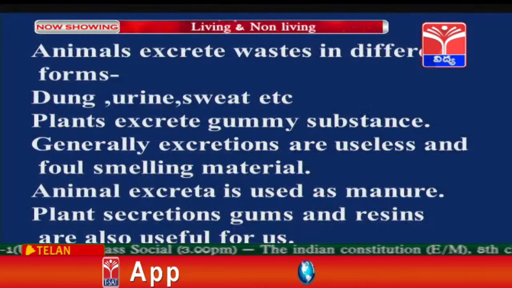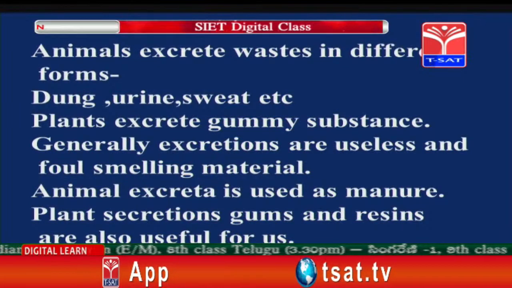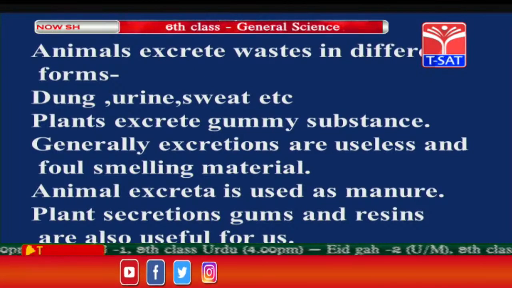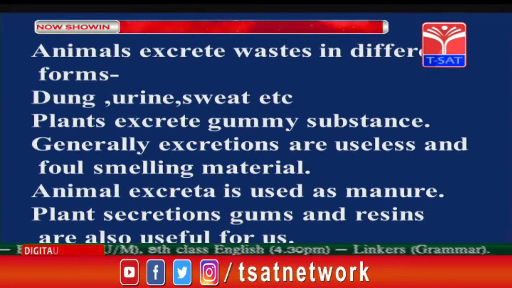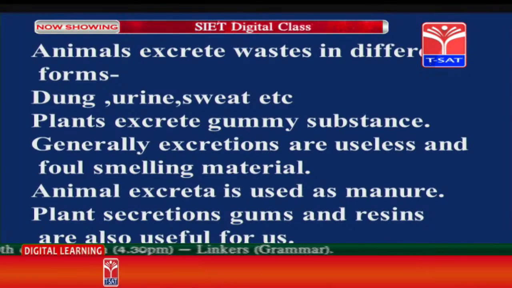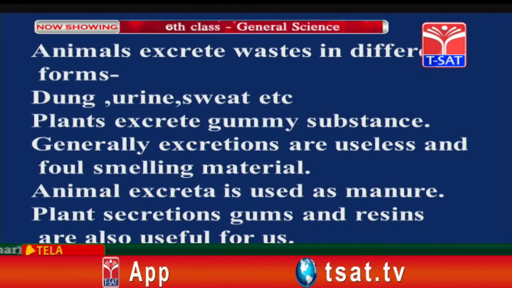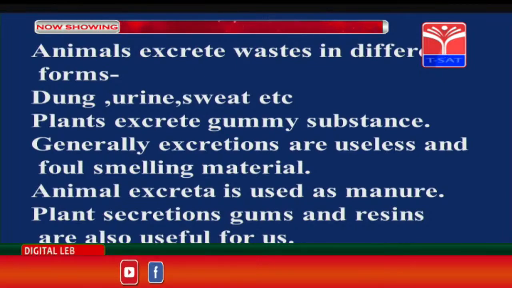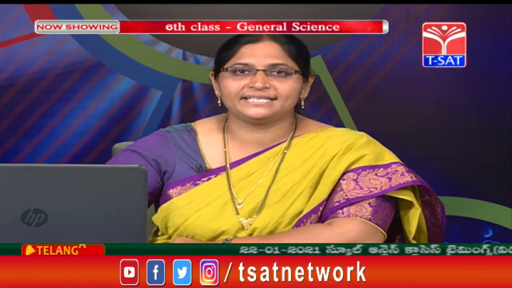Now, plants also excrete gummy substances. Generally, excretions are useless and emit a foul smell, but they are useful. How are they useful? Animal excreta is used as manure in the agricultural process, and plant secretions such as gums and resins are also useful for us for carrying out different activities. So, this is also one of the characteristic features of living things, that they undergo the process of excretion.